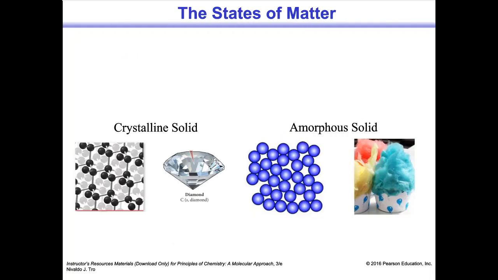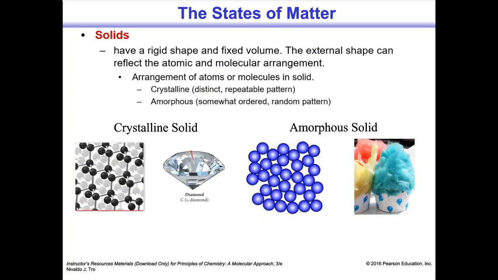Okay, so let's talk about each state of matter in a little more detail. So the first one we'll talk about is solids. Okay, so a solid has a rigid shape and a fixed volume. Okay, the external shape can reflect the atomic and the molecular arrangement. So the arrangement of atoms or molecules in a solid can either be crystalline or amorphous, and we'll talk about what each of those are.